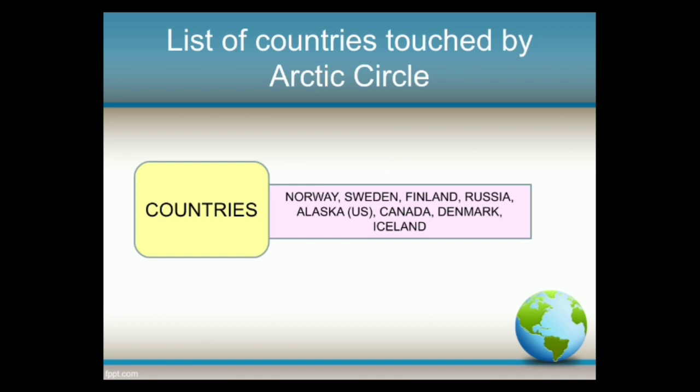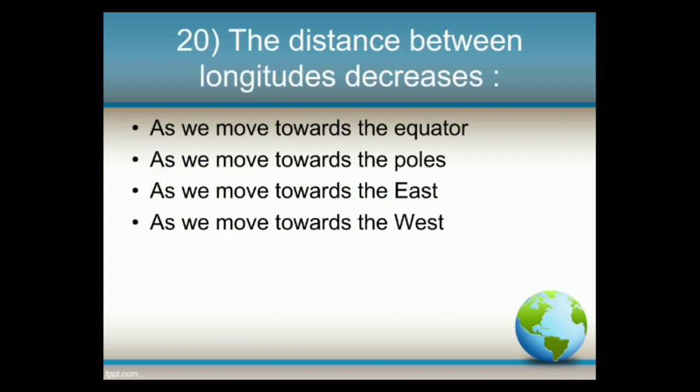Now this is the list of countries touched by Arctic Circle: Norway, Sweden, Finland, Russia, Alaska, Canada, Denmark and Iceland. Next, the distance between longitude decreases. Options as we move towards the equator, as we move towards the poles, as we move towards the east, as we move towards the west. And the answer is as we move towards the poles.